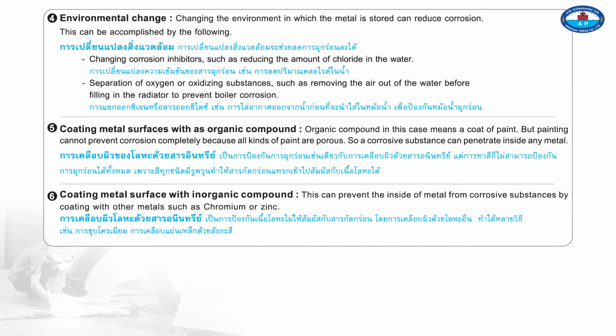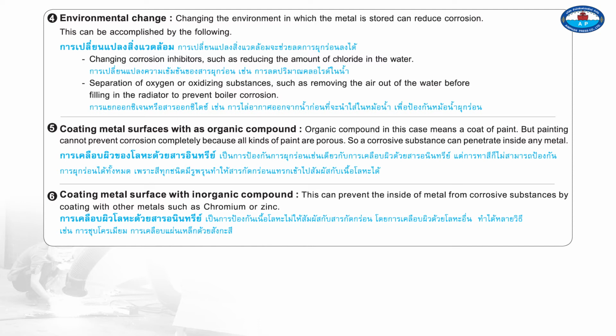5. Coating metal surfaces with an organic compound. An organic compound in this case means a coat of paint, but painting cannot prevent corrosion completely because all kinds of paint are porous. So a corrosive substance can penetrate inside any metal.